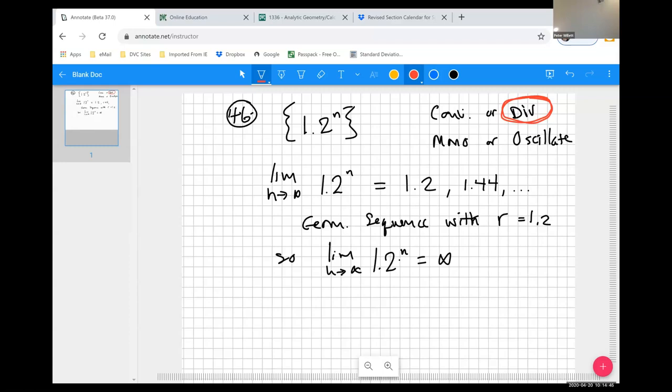And in this case, since it's just getting larger and larger by adding 20% every time, it's not oscillating in sign. It's not going up and down at all. It's just going up and up and up. So for that reason, we would also conclude that it's monotonic. It's monotonic, and in particular, we could add that it's a monotonic increasing function. I'm sorry, not function, but sequence.